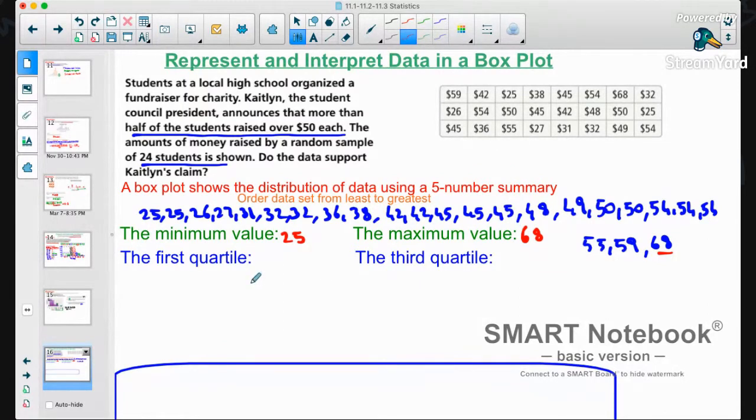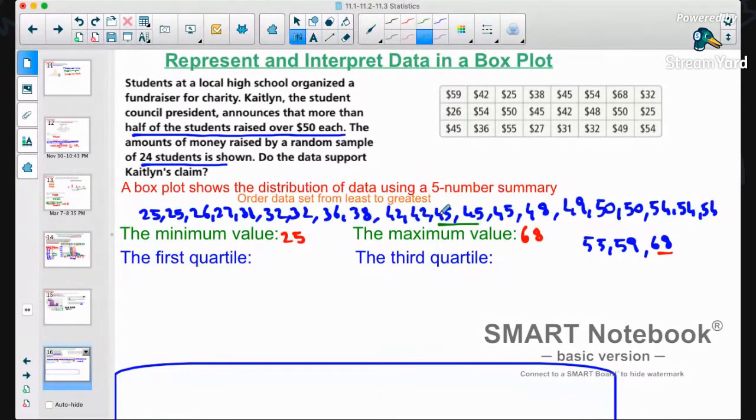The third one is median. How am I going to find the median, ladies and gentlemen? Remember that median is the number in the middle. But how many amount of data there are? There are 24, which means that even amount of data, which means that I need to get the number in the middle. 1, 2, 3, 4, 5, 6, 7, 8, 9, 10, 11, 12, and 13. These are the two numbers in the middle.